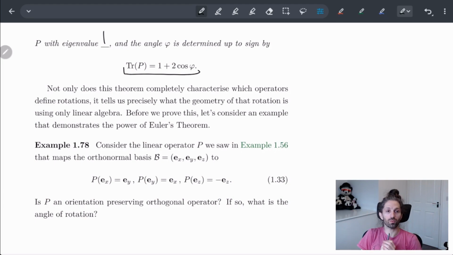We're going to prove this later on. But I'm going to stop here, and we're going to look at an example in the next video and then maybe prove this, depending on how long the example takes.